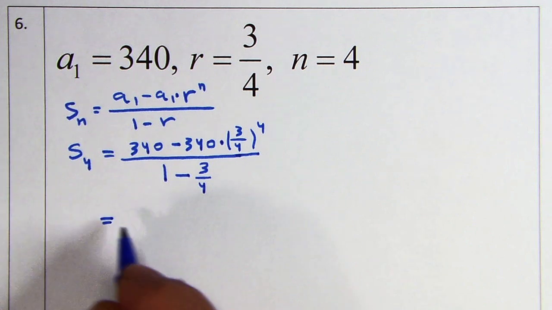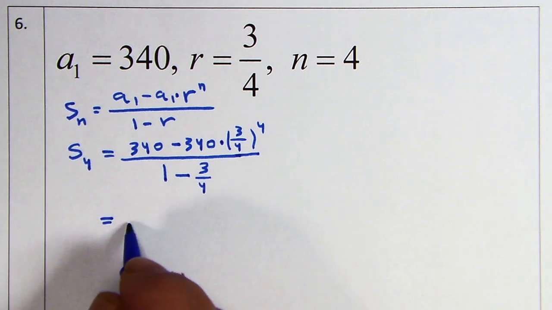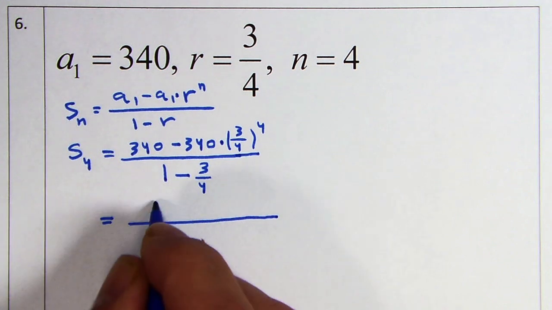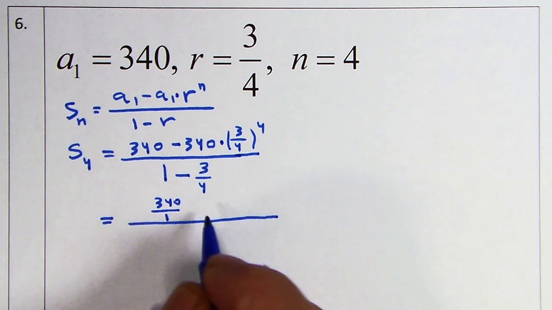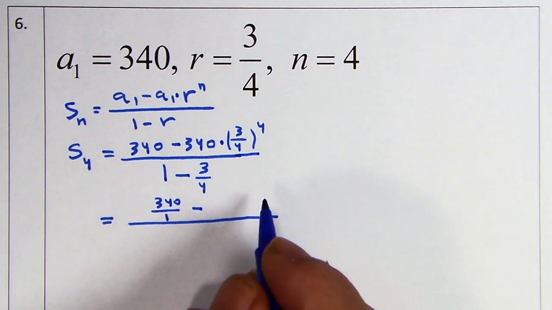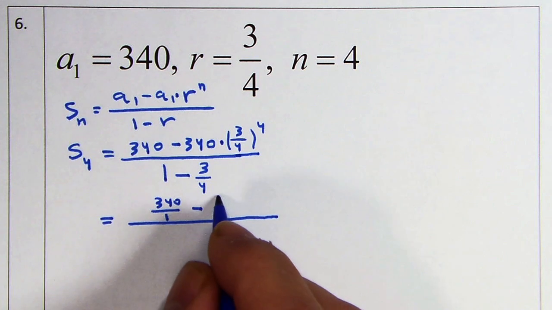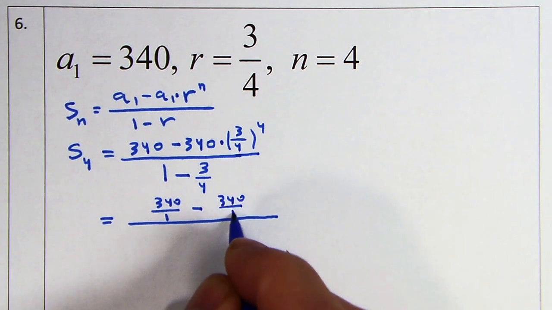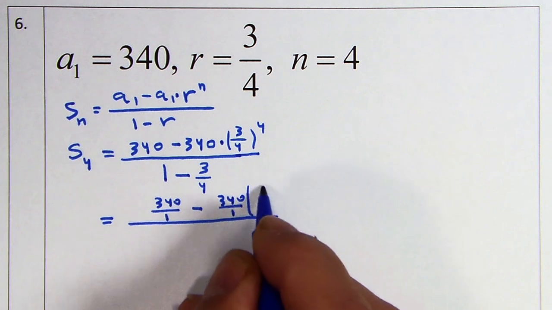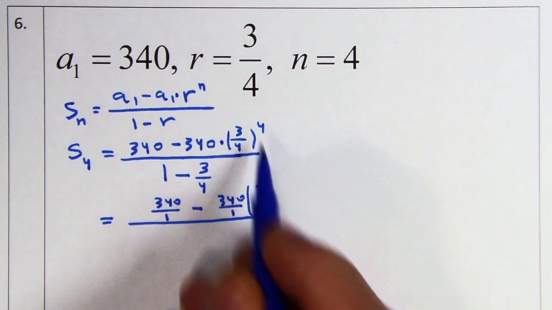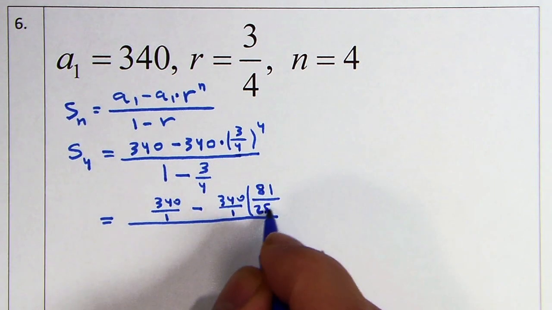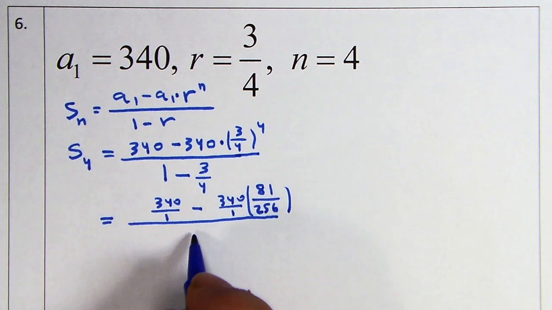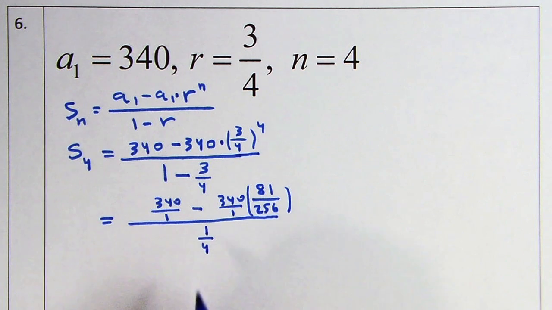That will give me 340. I'm going to write this as over 1 minus 340 over 1 multiplied by 81. That's 3 to the 4th, 81. 4 to the 4th is 256. All over 1 minus 3/4 will be 1/4.